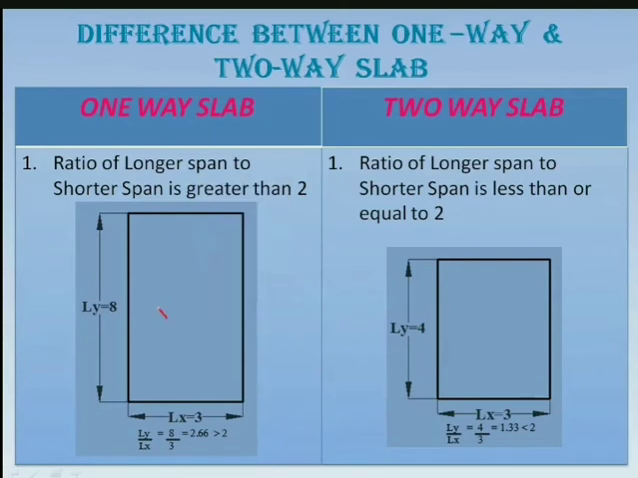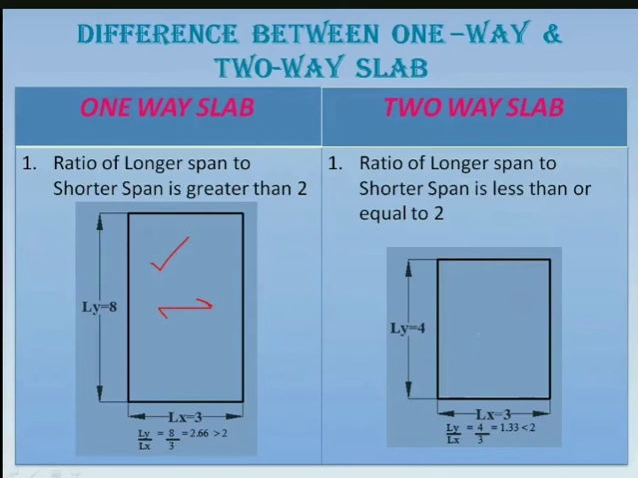This will be the marking along the shorter span. They'll give this. So on your drawing, if you read this mark, that means this slab will be a one-way slab. Okay, this slab is a one-way slab. Why? Here the ratio of Ly by Lx is greater than 2. What is Ly? Ly is the longer span. What is Lx? Lx is the shorter span. So if the ratio is greater than 2, we are designing this as a one-way slab.